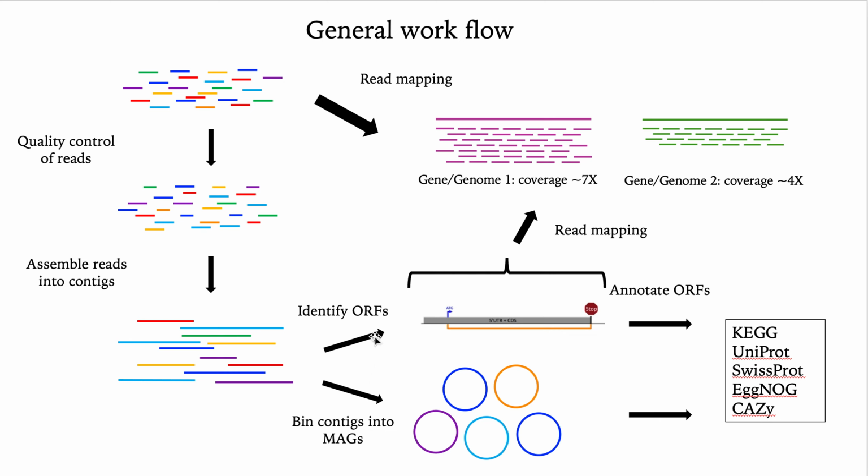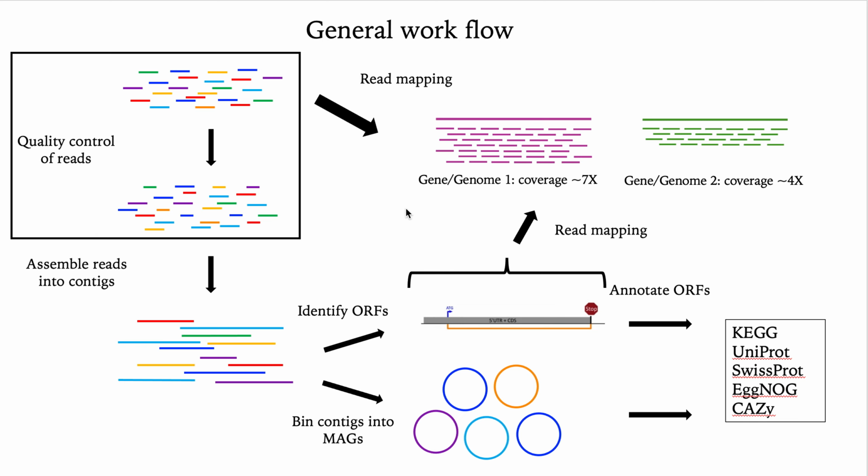You can use them to identify open reading frames or ORFs. These are basically protein coding genes. Or you can also bin your contigs into metagenome assembled genomes, or draft microbial genomes called MAGs. You can annotate your contigs, your ORFs, and your MAGs using a variety of databases. And finally, you can take your short reads and map them back, align them with your longer assembled contigs, and get a sense of coverage, which will give you an idea of proportional representation or relative abundance of your contig in your metagenome.